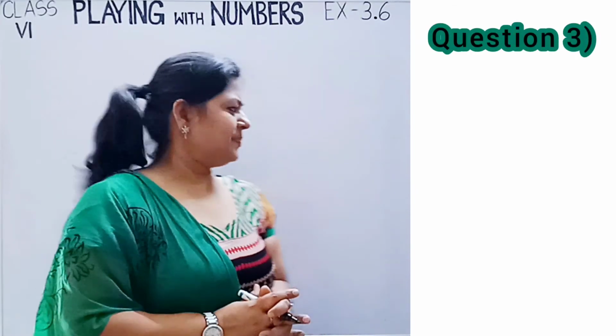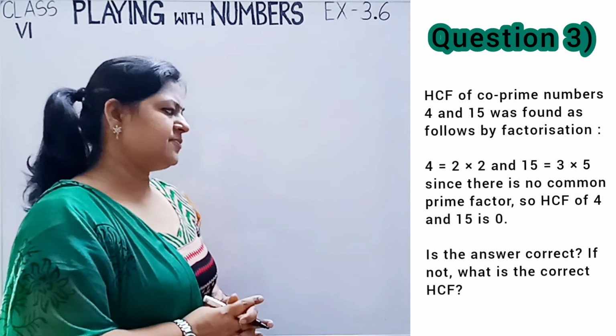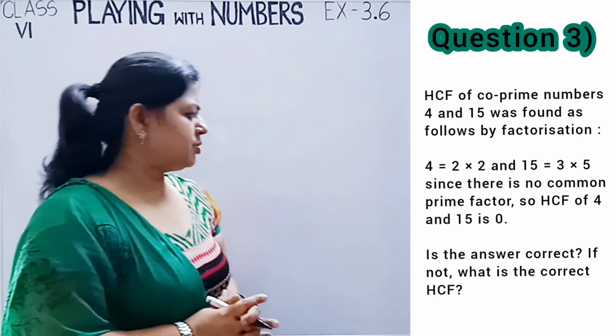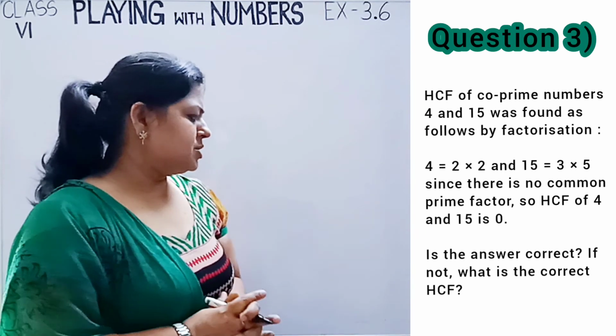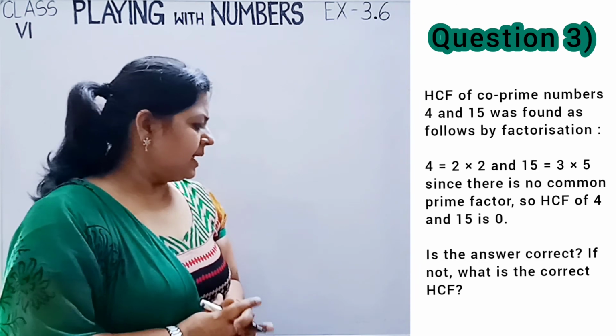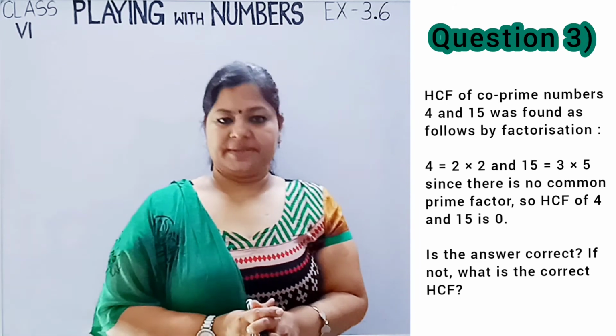Question number 3. HCF of co-prime numbers 4 and 15 was found as follows by factorization. 4 is equal to 2 into 2, 15 is equal to 3 into 5. Since there is no common factor, HCF of 4 and 15 is 0. Is the answer correct? If not, what is the correct HCF?